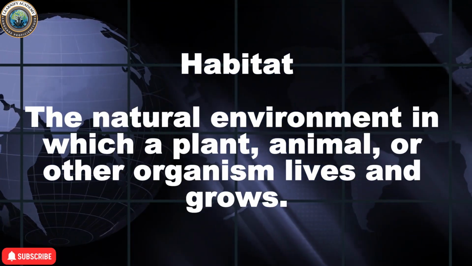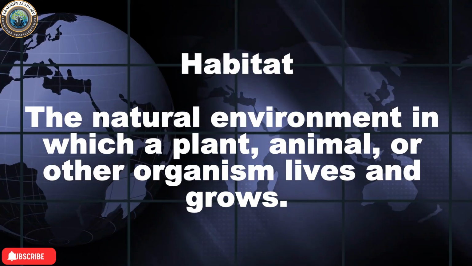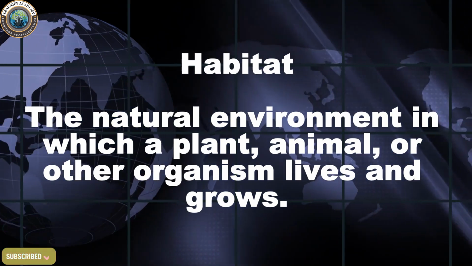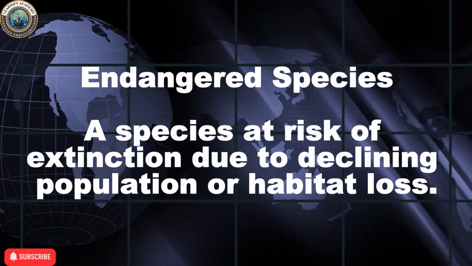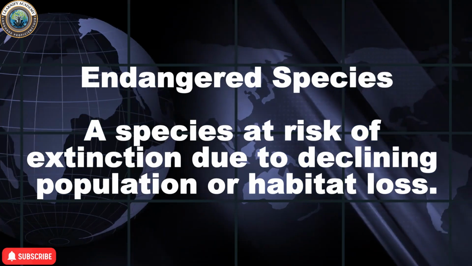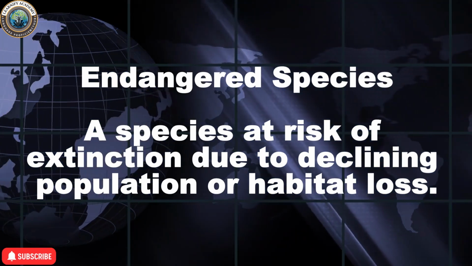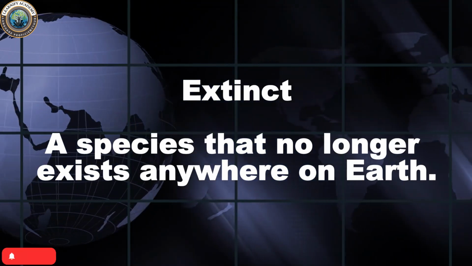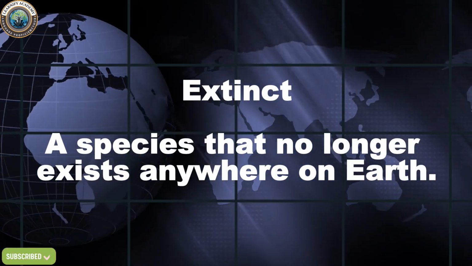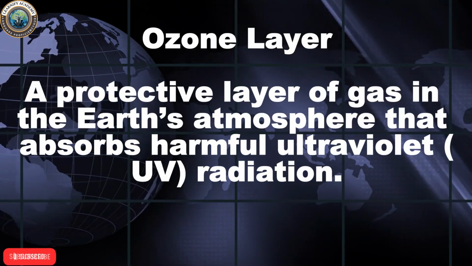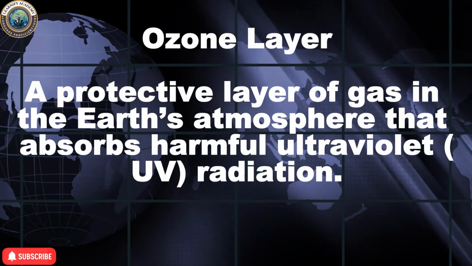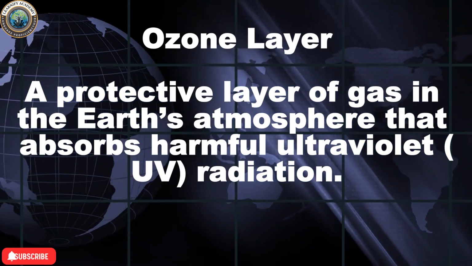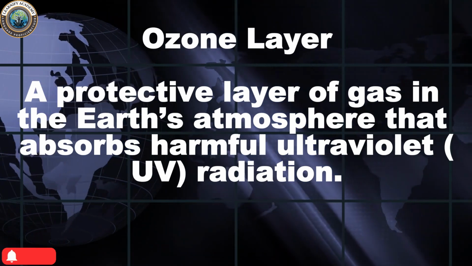Habitat. The natural environment in which a plant, animal, or other organism lives and grows. Endangered species. A species at risk of extinction due to declining population or habitat loss. Extinct. A species that no longer exists anywhere on Earth. Ozone layer. A protective layer of gas in the Earth's atmosphere that absorbs harmful ultraviolet (UV) radiation.